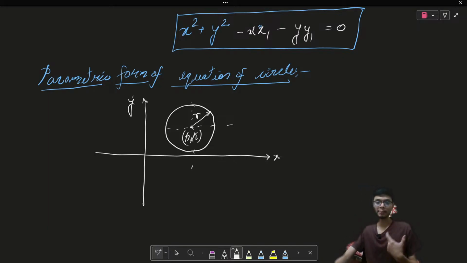Now the parametric form means that the two unknowns x and y can be expressed in terms of one particular variable, which can be theta or any other variable, right?